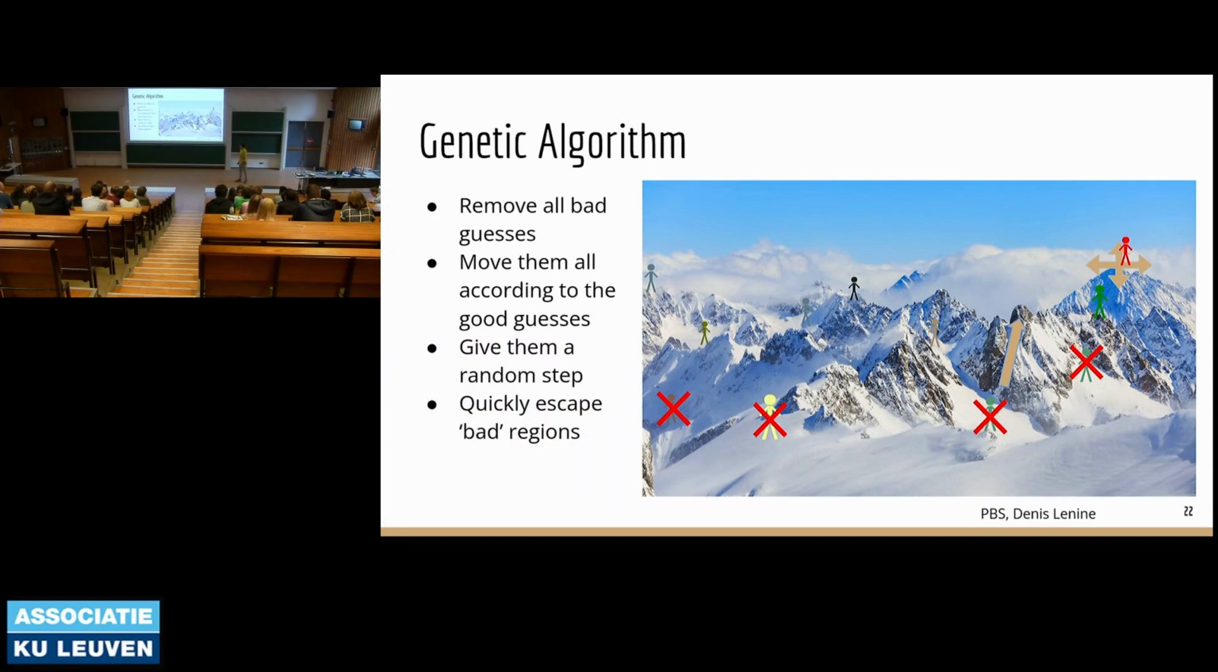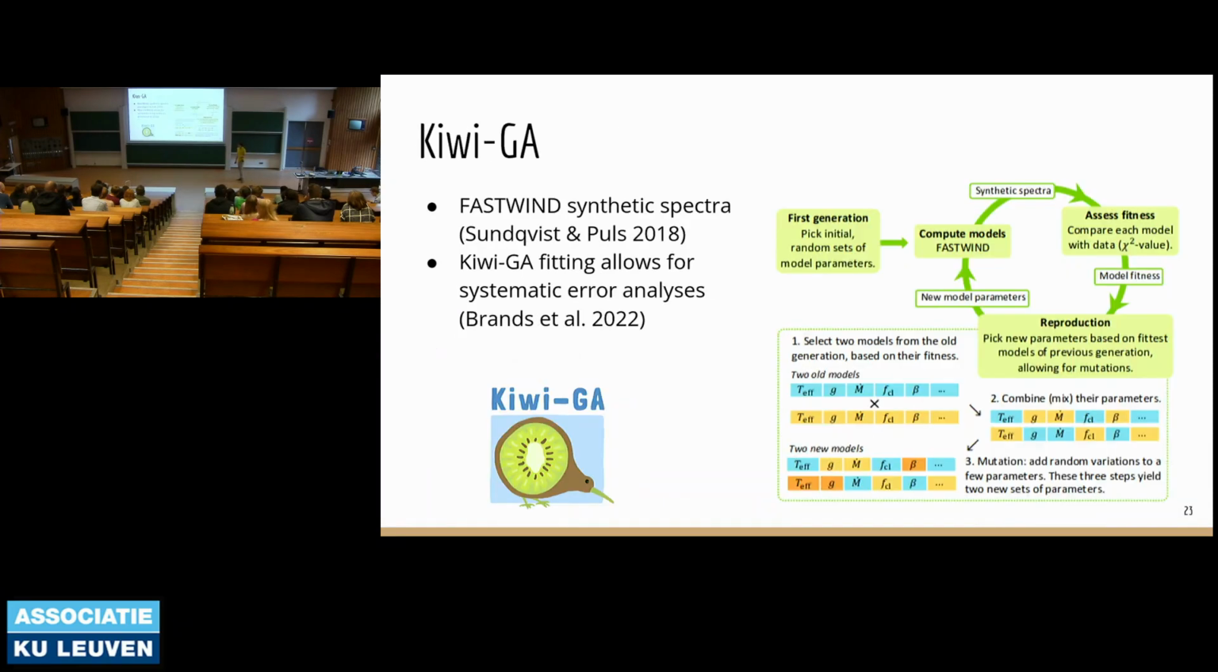Now, I've been talking about this walking metaphor because that's the easiest one for MCMC, but for genetic algorithm, the name itself gives you a hint to what it usually uses the metaphor for, and that is the evolution of species, right? So how it is usually explained, and I'll do that on the hand of the actual code I'm using, which is called Kiwiga.